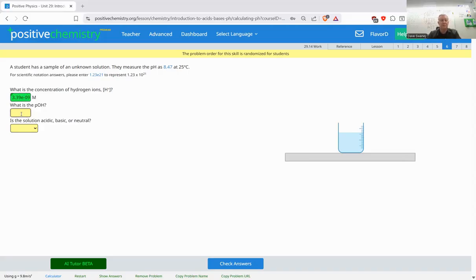What's the pOH? It's 14 minus pH, right? So that's 5.503. I mean 5.03. I'm wrong. 5.53. Also, I had two decimals in there. There we go. And the pH is 8.47. It is greater than 7. It is basic.